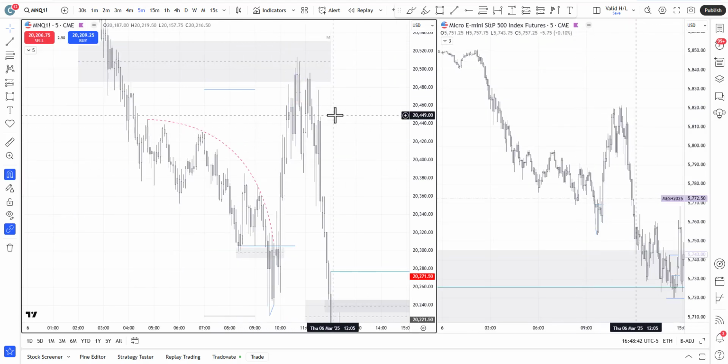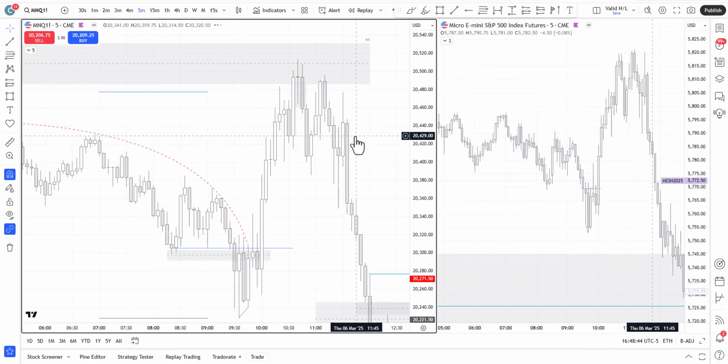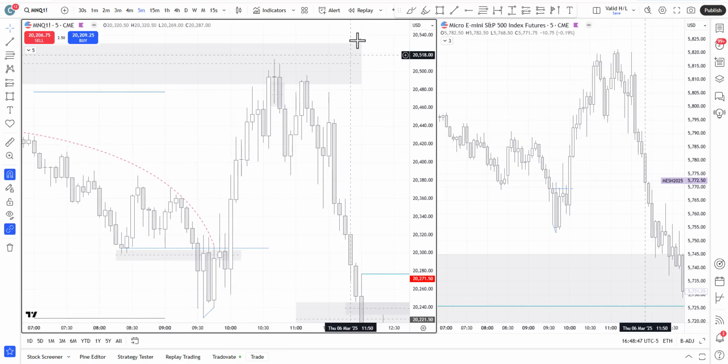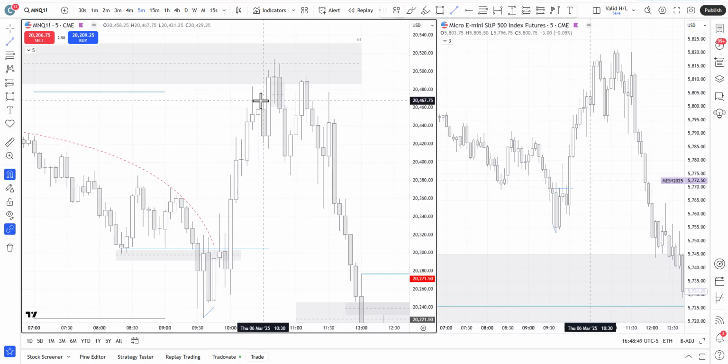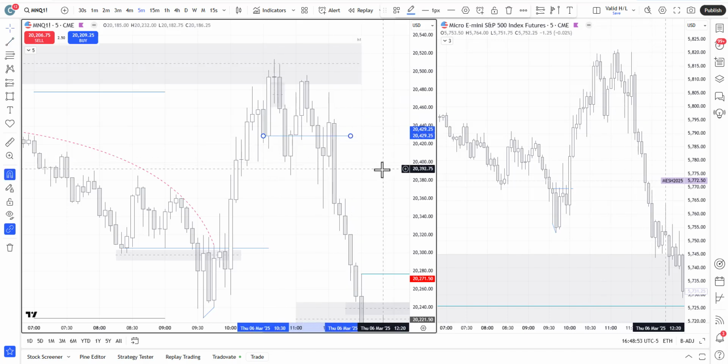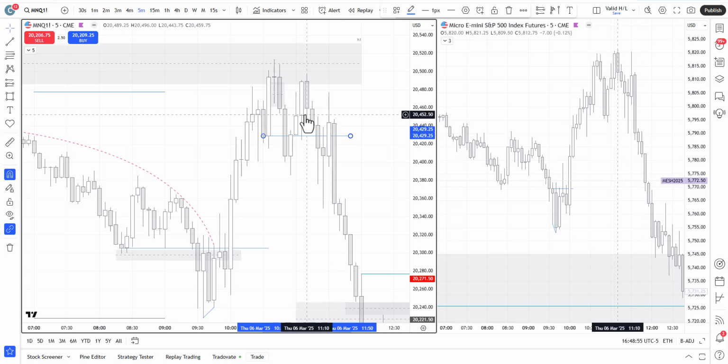But when we have the H1, I tend to look at the 5 minute change in the state. So we have this high here, so I draw this one out, the change in the state, and what we have is a breakdown.